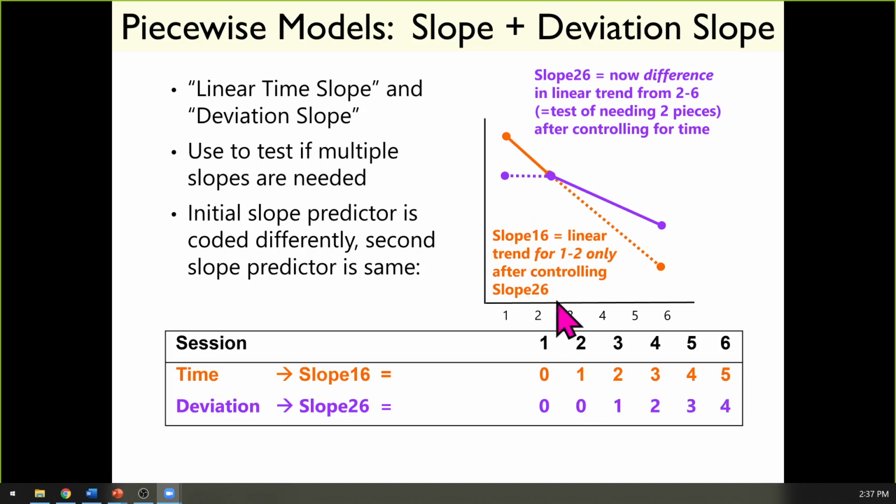So if I only had the first slope in the model, that's the same thing as just a linear time slope. What purple does, though, is make an adjustment to the slope. Purple steps up here and gives me a difference in slope. How much the slope has changed after session 2 is what purple is telling me here.